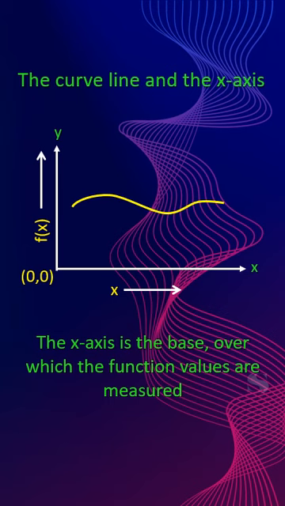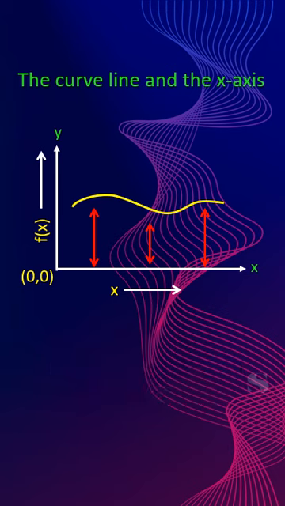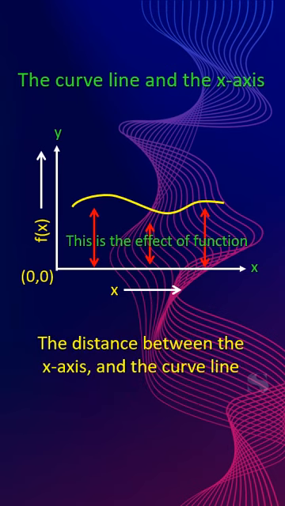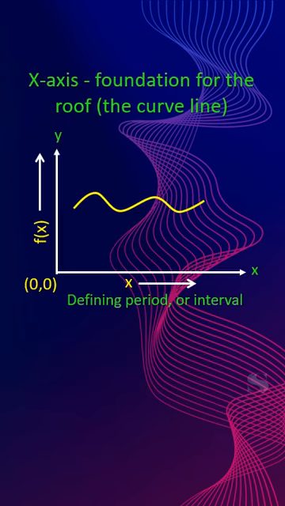Expectedly, the height of the curve above the x-axis has a special significance. This vertical length is due to the values of the y-axis. The x-axis values are always along the horizontal x-axis. Relevantly, the distance between the x-axis and the curved line represents the action, the processing, the effect of the function. X-axis, foundation for the roof, the curved line.